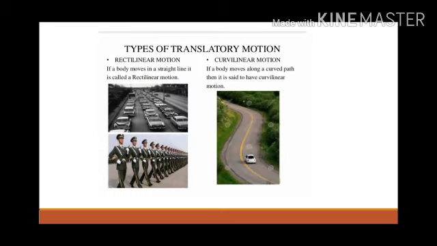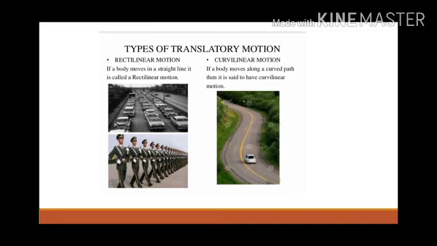Let's try to understand what exactly rectilinear and curvilinear motion is. Did you notice the term line in here? It simply means the motion of a body along a straight line. For example, a person jogging on a straight road, a car moving on a straight road, and a very good example, when you play carom, a carom coin moving over the carom board. In all these cases, the body is moving along a straight line.